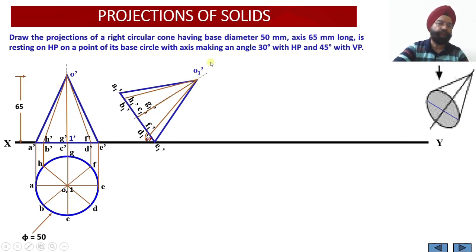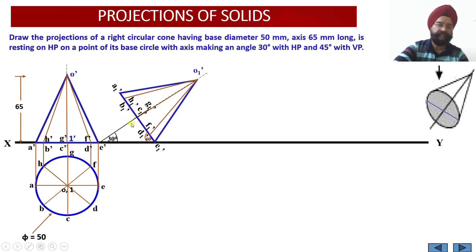Point O1 dash will also be located. Having located this, now I can join O1 dash with A1 dash, that is the object line. O1 dash will be joined with E1 dash, again object line, because these two corners, edges, they define the boundary of the cone. And 3 interior diagonals, interior generators, they will be joined using 2H lines over there.